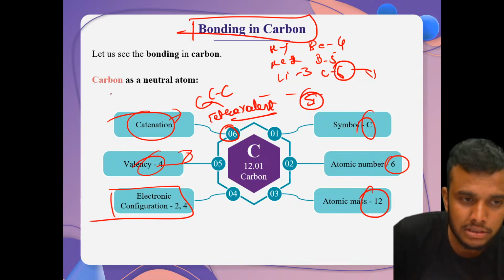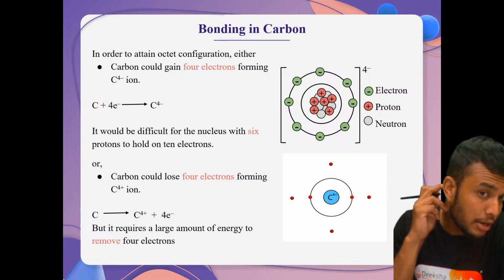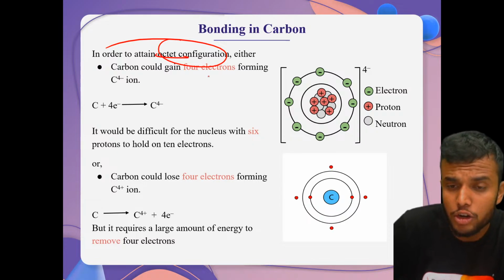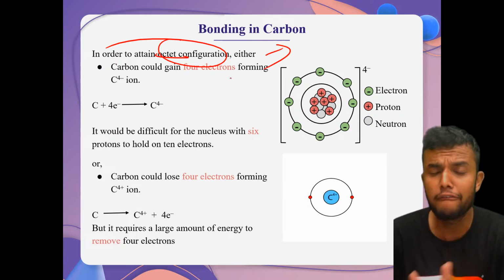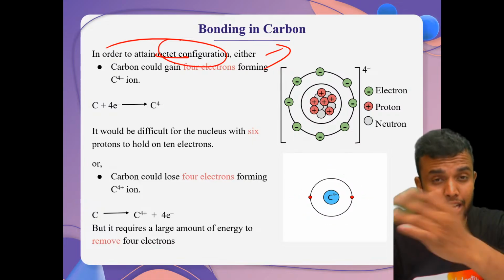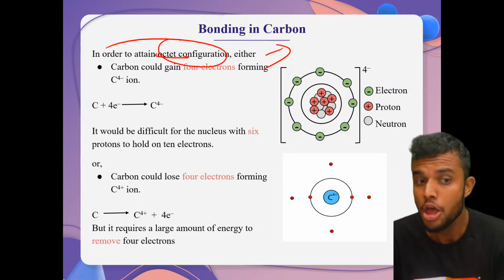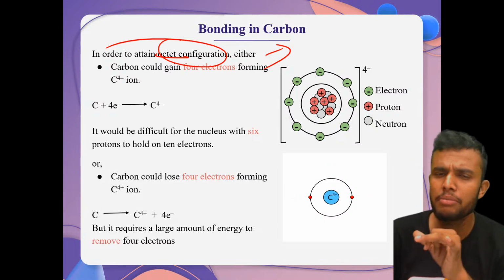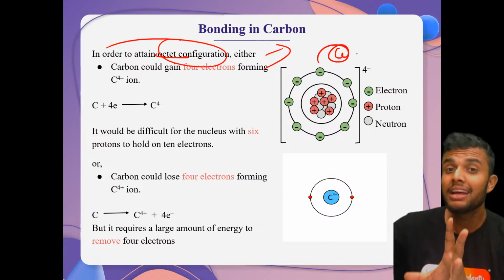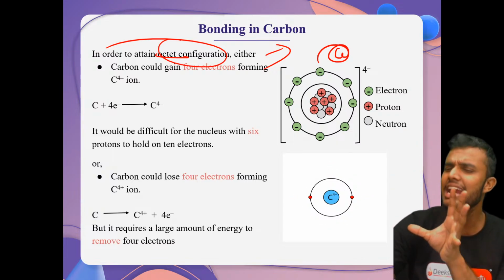That's why carbon, as a neutral atom, wants to form a noble gas configuration or octet configuration. We already know that the octet configuration is the stable configuration. Every atom has a tendency to either gain or donate electrons to attain the octet configuration. For that, carbon has 4 electrons in its valence shell. Either it releases those 4 electrons, or it gains 4 electrons.